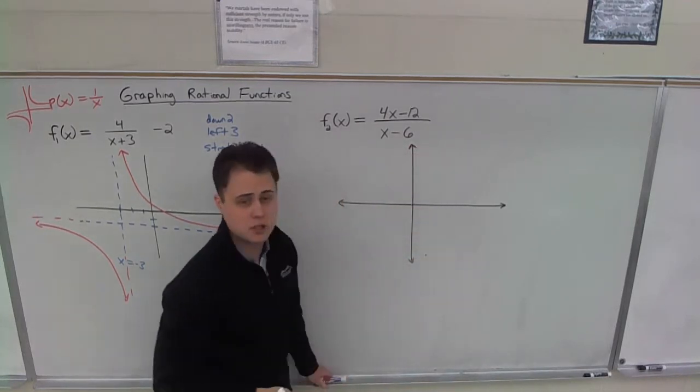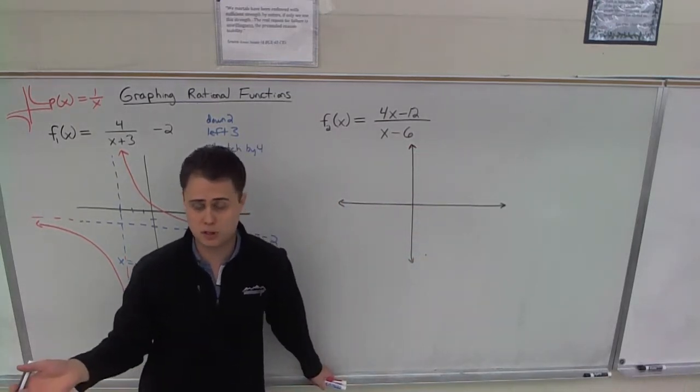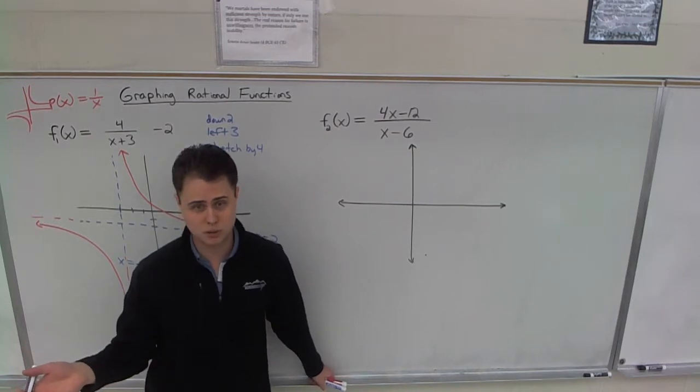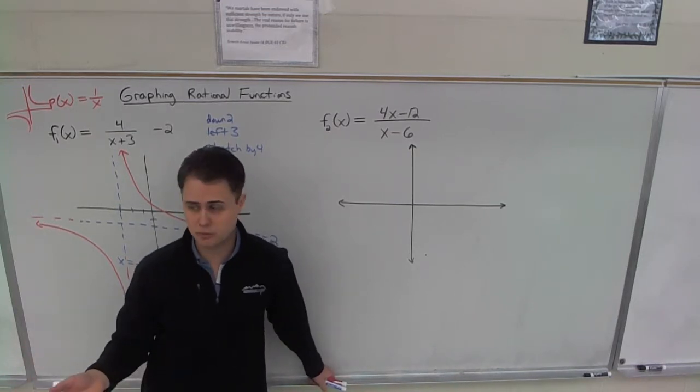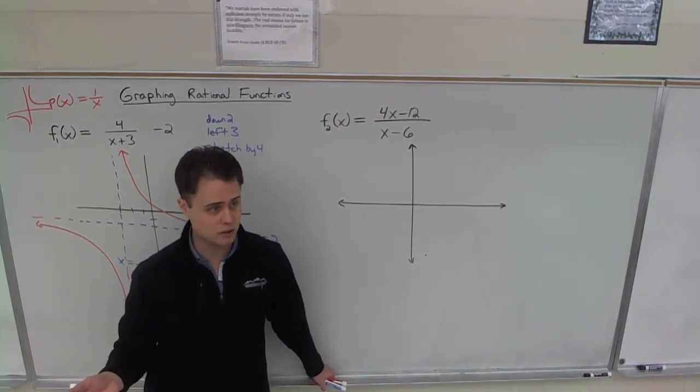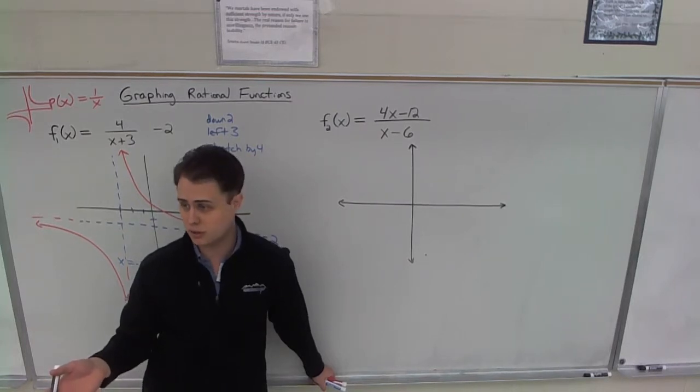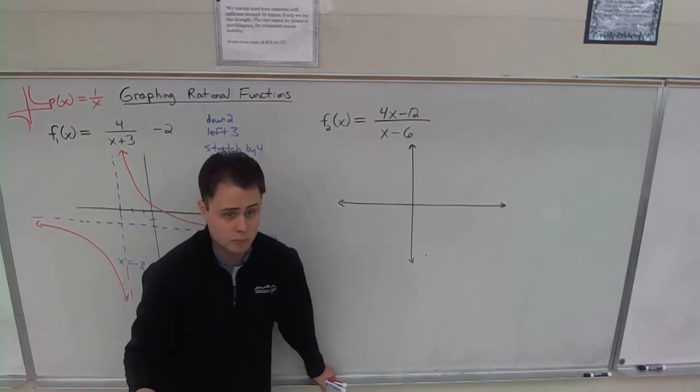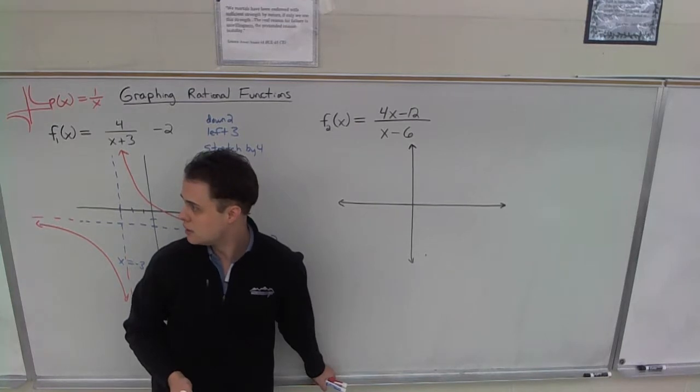So some of your problems are going to just ask for a couple things, like what's the vertical asymptote, what's the horizontal asymptote. Some of your problems are going to ask you to go ahead and graph it. You should not be using your calculator to do that. This should be stuff you can do without your calculator. You can use your calculator to confirm it, of course, but that's about all.